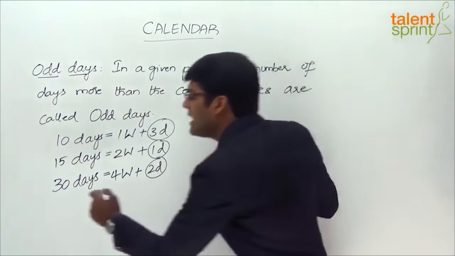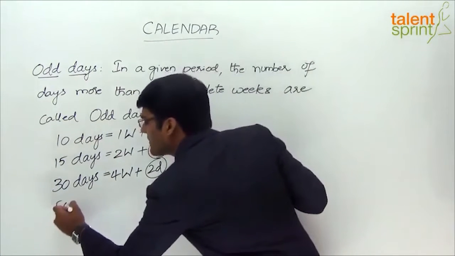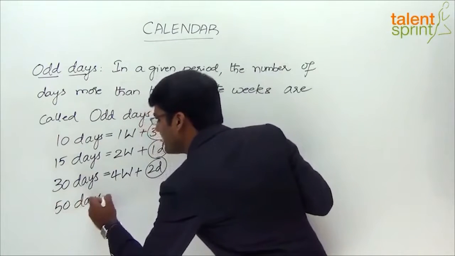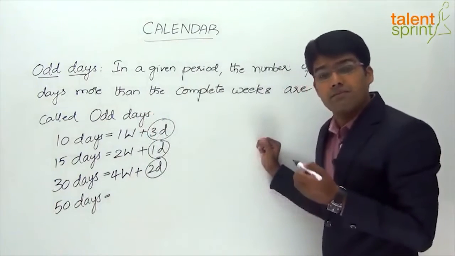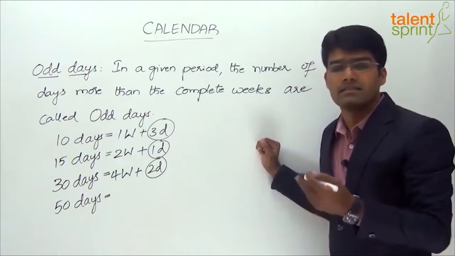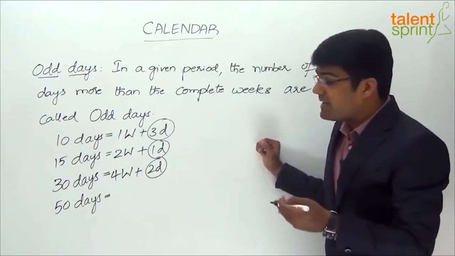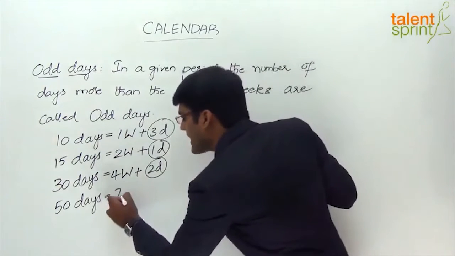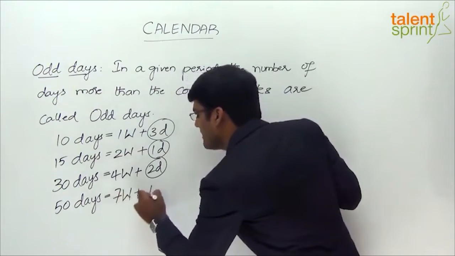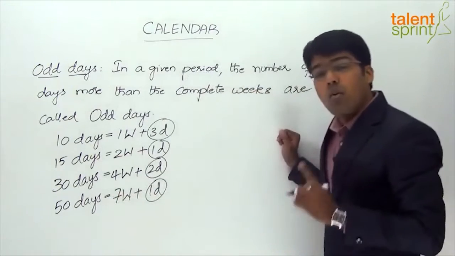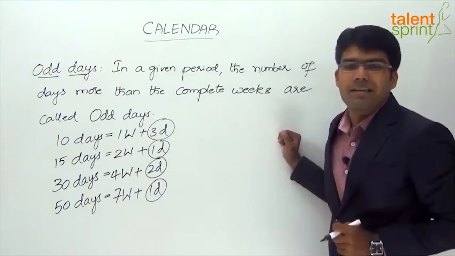For example, let's say a period of 50 days. Now in a period of 50 days, how many weeks do we have? 7 complete weeks, because 7 weeks is equal to 49 days. So 7 weeks and 1 day. So 50 days can be split as 7 weeks and 1 day. Therefore there is 1 odd day in a period of 50 days.